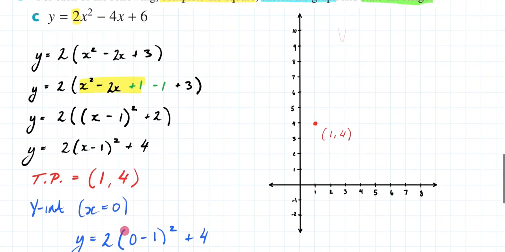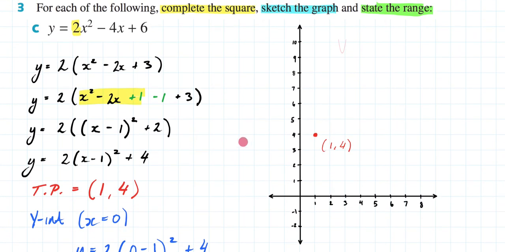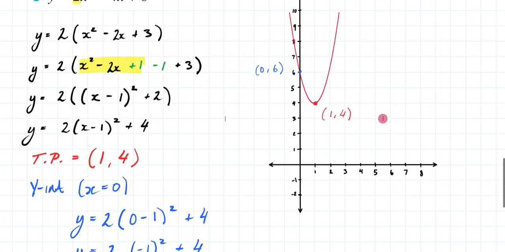So now I come up here and I say my y-intercept is going to be here. And again, I'm going to label that as 0 and 6. Now that I have my y-intercept and my turning point, I can now give this a sketch. So it's going to look like this. So I've completed the square, I've sketched the graph, now I need to state my range.